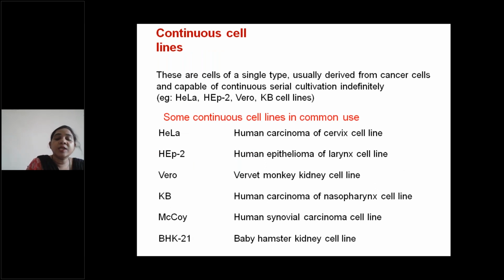Continuous cells. Continuous cell lines are usually derived from cancer cells and are capable of continuous serial propagation. There are so many types of continuous cells, such as HeLa, HEp-2, Vero, McCoy cells.